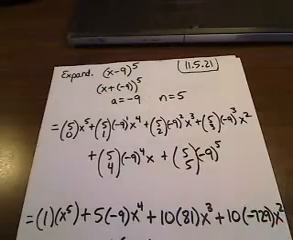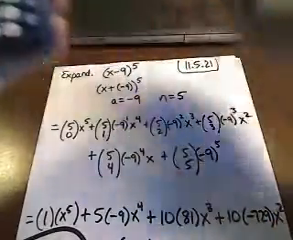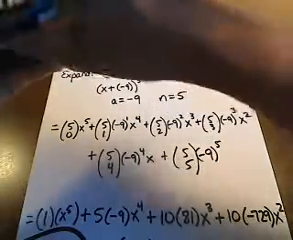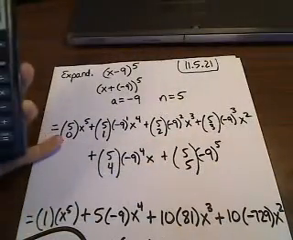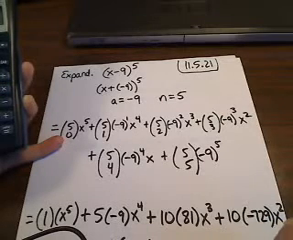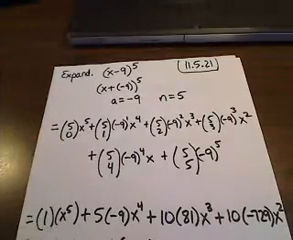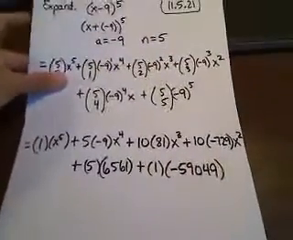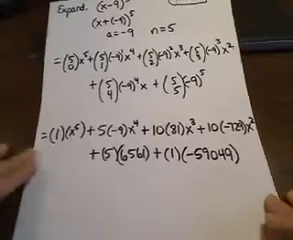(-9) to the fifth power is, let's look, I don't know, 9 to the fifth. So it's going to be negative 59,049. Oops, can't see that. Sorry about that.